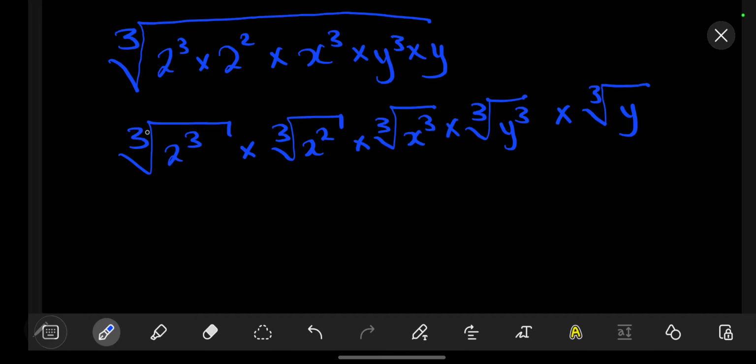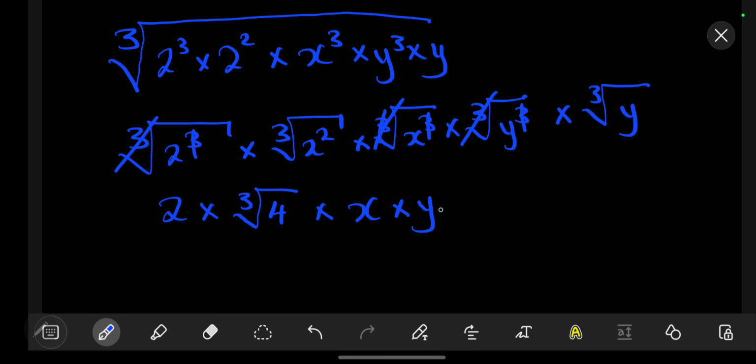Then we are going to cancel this, and this one, and we remain with a 2, like that. So we have 2 times the cube root of 2 squared, which is 2 times 2, equal to 4. Then we have times this one and this one goes, which is like cancelling. We remain with what is inside, which is x. This one and this one goes, and we have y. Then we have times the cube root of y, like that.